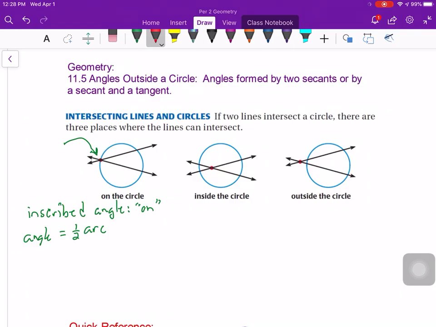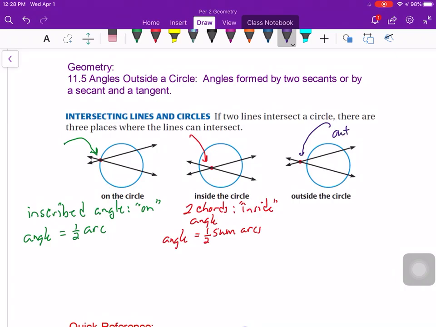And then in the section we just covered, that was the section where we had angles formed by two chords. So an angle formed by two chords is sometimes called an inside angle because the vertex is on the inside. And recall that the inside angle, the one formed by two chords, was equal to half the sum of the arcs. Well, there's only one other possibility.